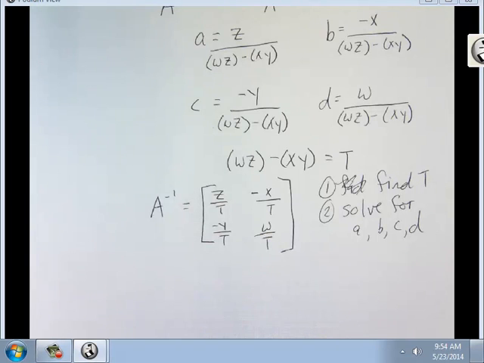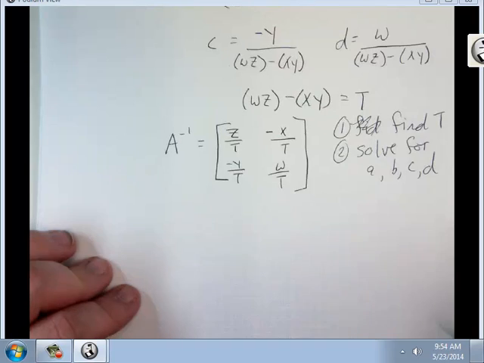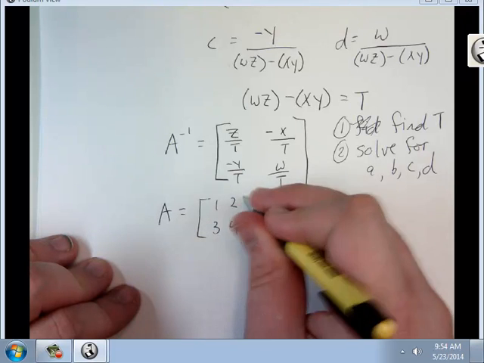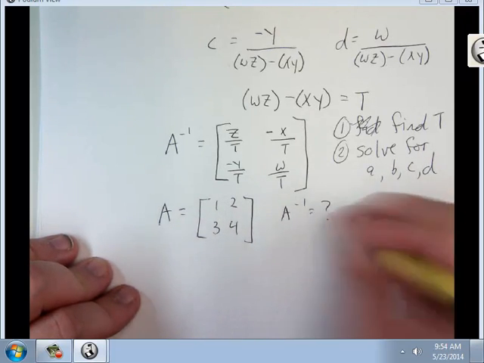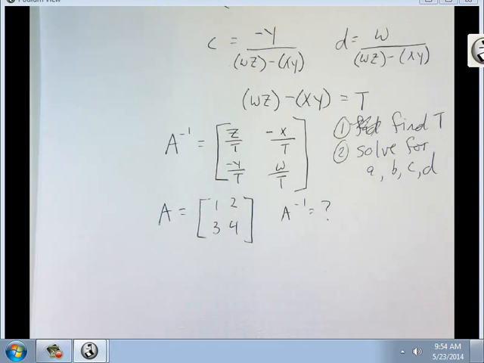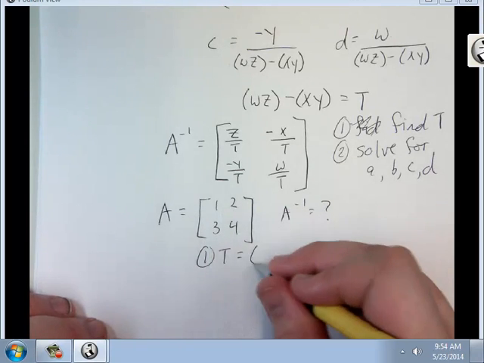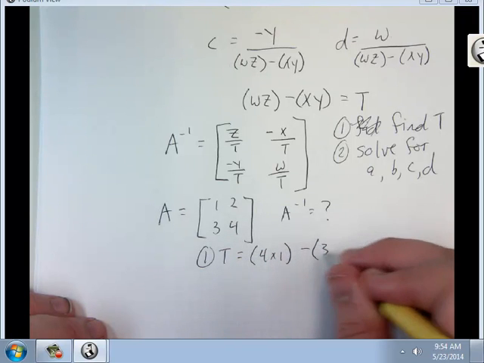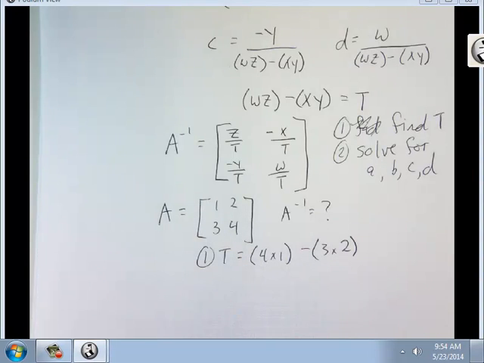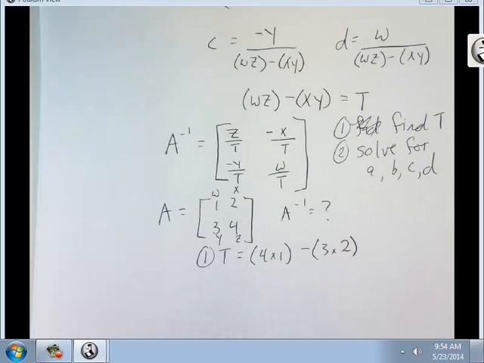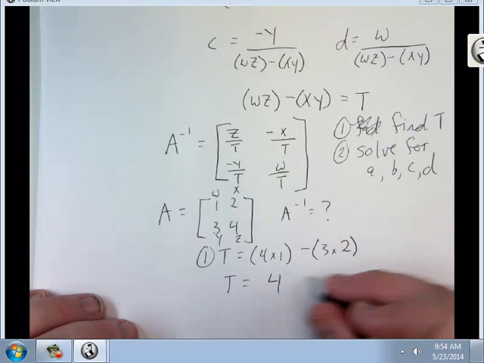So here's an example. Let's say A was 1, 2, 3, 4. What would A to the minus 1 be? So first I've got to find T. T is 4 times 1 minus 3 times 2. If you're having trouble figuring out where everything is, label it on A. This is W, this is X, that's Y, that's Z. Four minus 6, which equals negative 2.